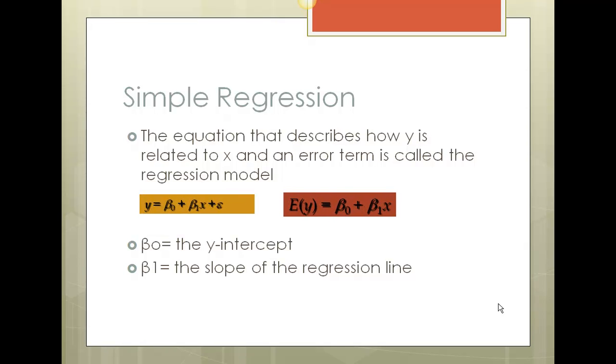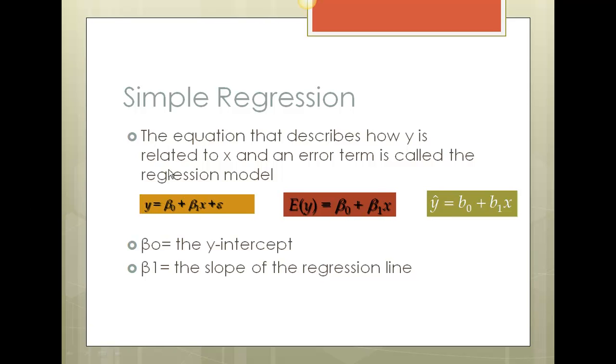The regression equation that describes how y is related to x and an error term is called the regression model. So we have three different things written out here. We have our classic example, y equals beta 0 plus beta 1 x plus error. Again, this is basically just y equals mx plus b. So beta 0 is your y-intercept. That was your b term. Beta 1 is your slope coefficient of your line, and e is your error term.